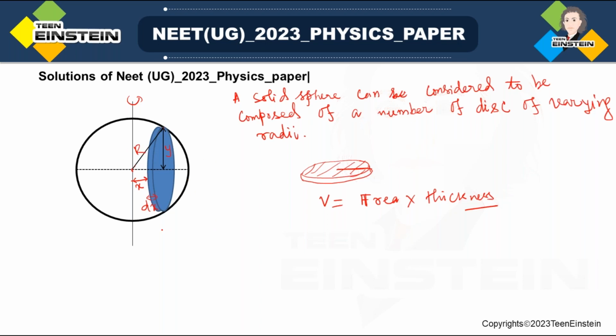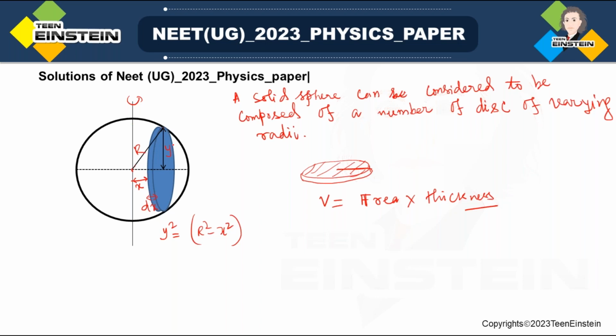Then can we find y? We can find y in terms of x and r. We can use the Pythagoras theorem, so y square is equal to r square minus x square. We can keep this somewhere, and if we require it we can use it. What we have to do is first find the moment of inertia of this particular disk about its own axis.